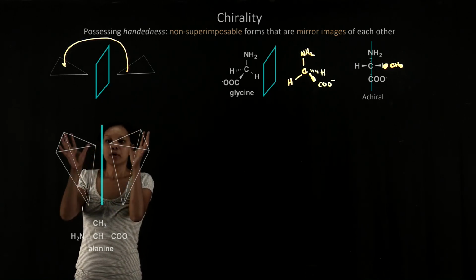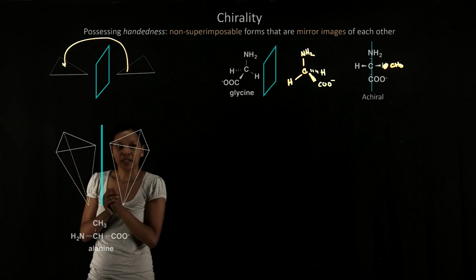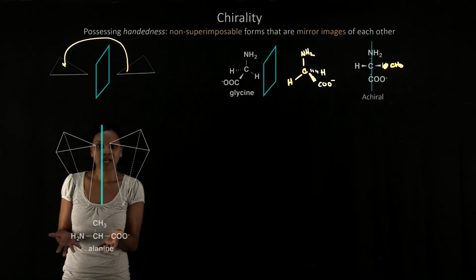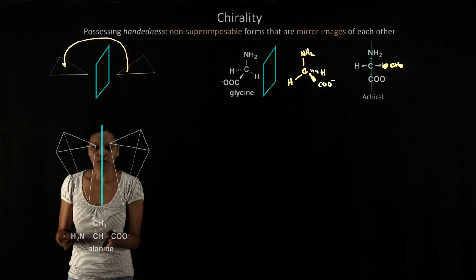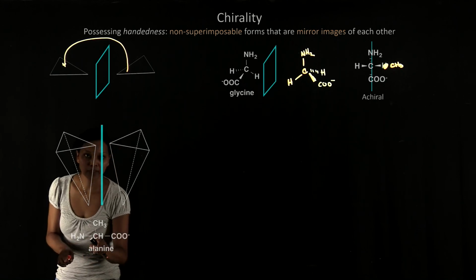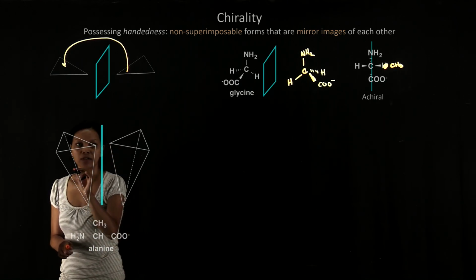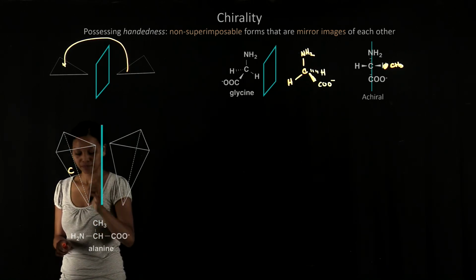And so we are starting to think about forms as being mirror images but non-superimposable, just like what we see in our hands. And so alanine as an amino acid and another building block of life is a great example for this. And so what I want to do for alanine is for the center carbon that we see right there is to draw it in the center of this geometric form, or this tetrahedral.